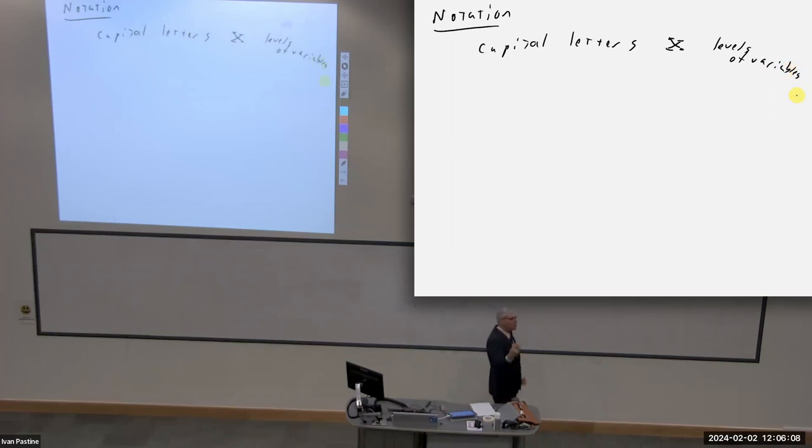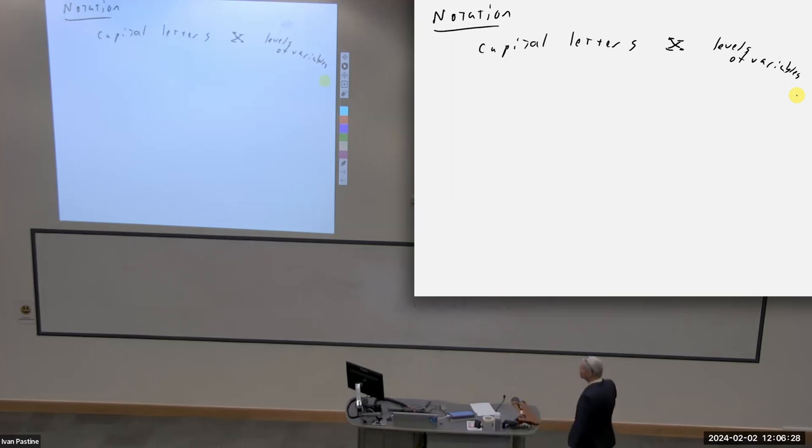It might be a capital M for the money supply. It might be a capital Y for GDP. These are the things that we know and love and have come to respect in our travels, or disrespect, one way or the other. These are the things we know. These are the real things that are observable in the world. All the normal stuff will be in capital letters.